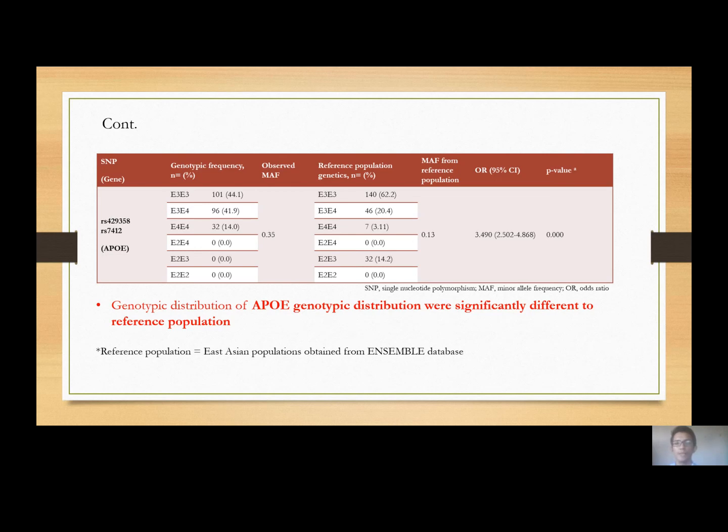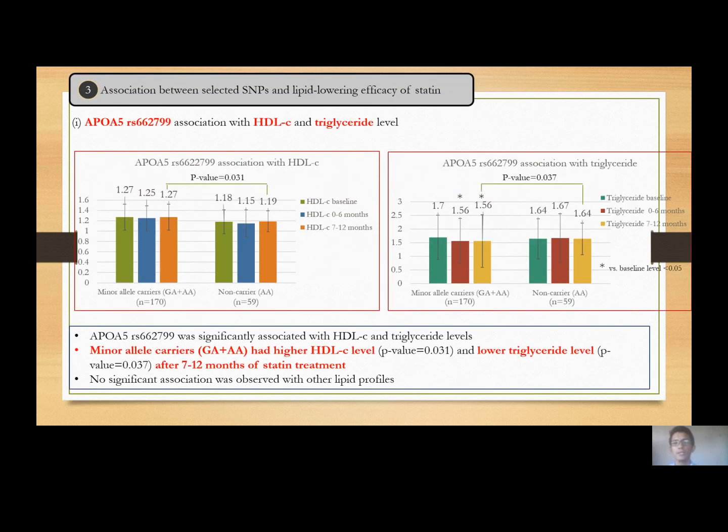And our main findings for this current study, the first is ApoE5 RS662799. As you can see in the figures, the minor allele carriers of this SNP had higher HDL level and reduced triglyceride level as compared to non-carriers after 7 to 12 months of statin treatment.